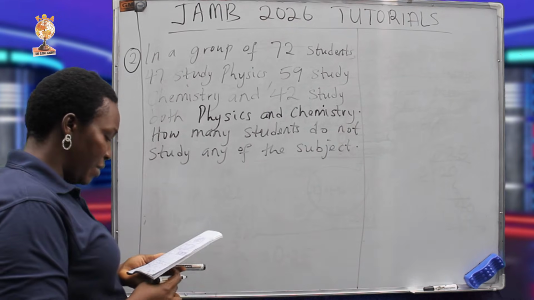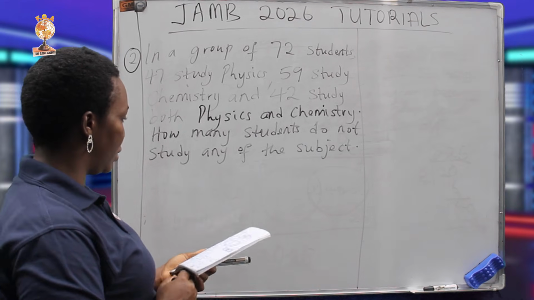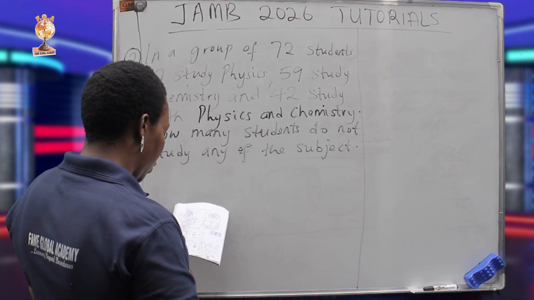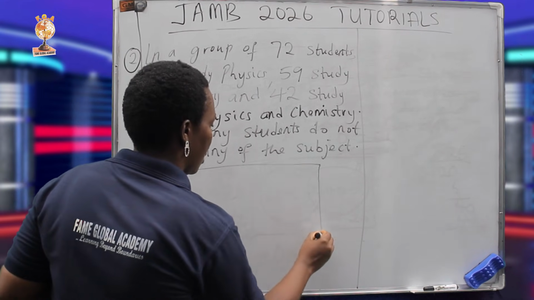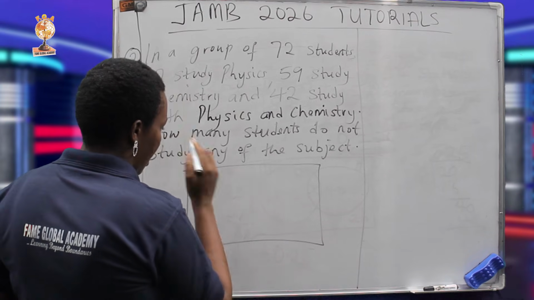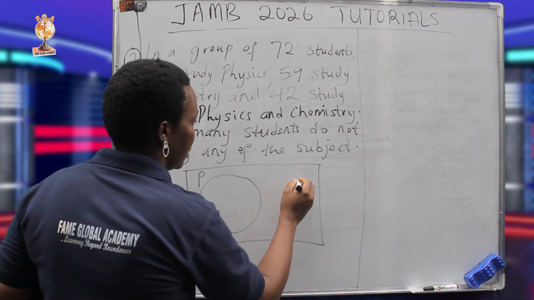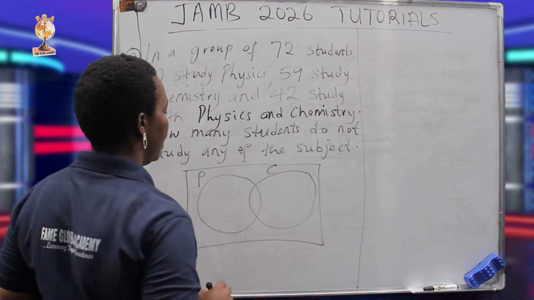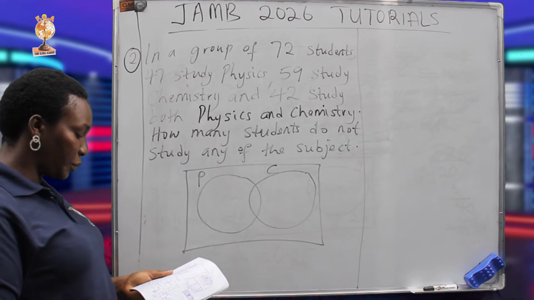Okay, how many students do not study any of the subjects? All right, so this is the Venn diagram representation of this question. We have the first circle representing our physics, and the second circle representing our chemistry. P for physics, C for chemistry.